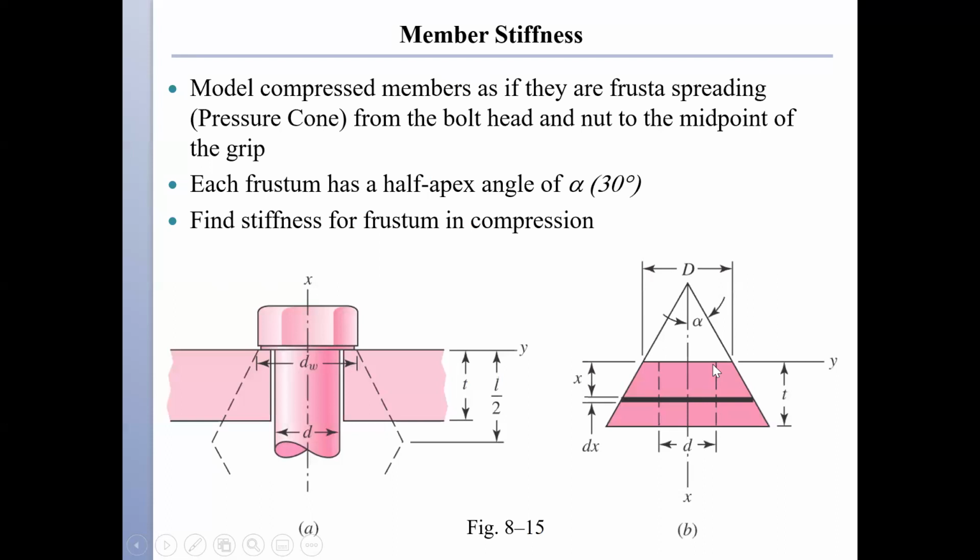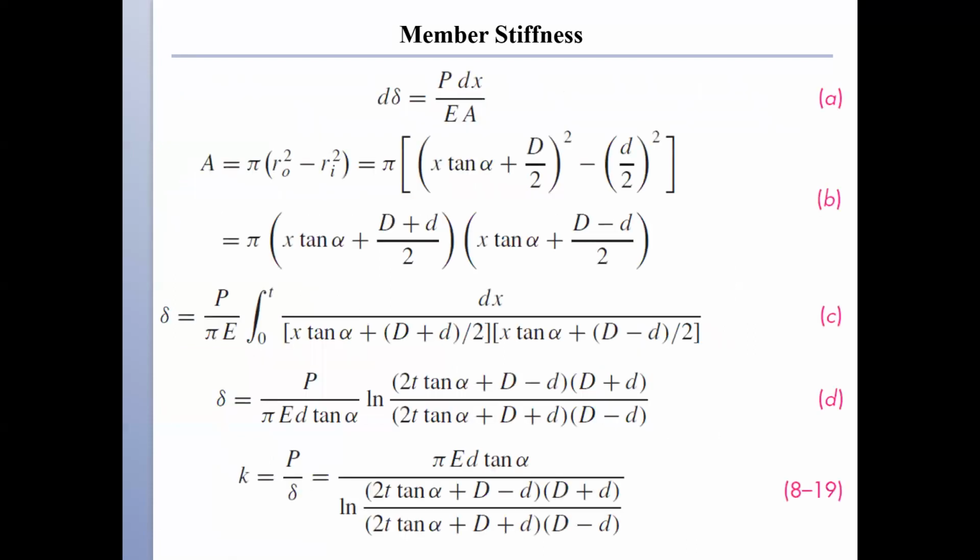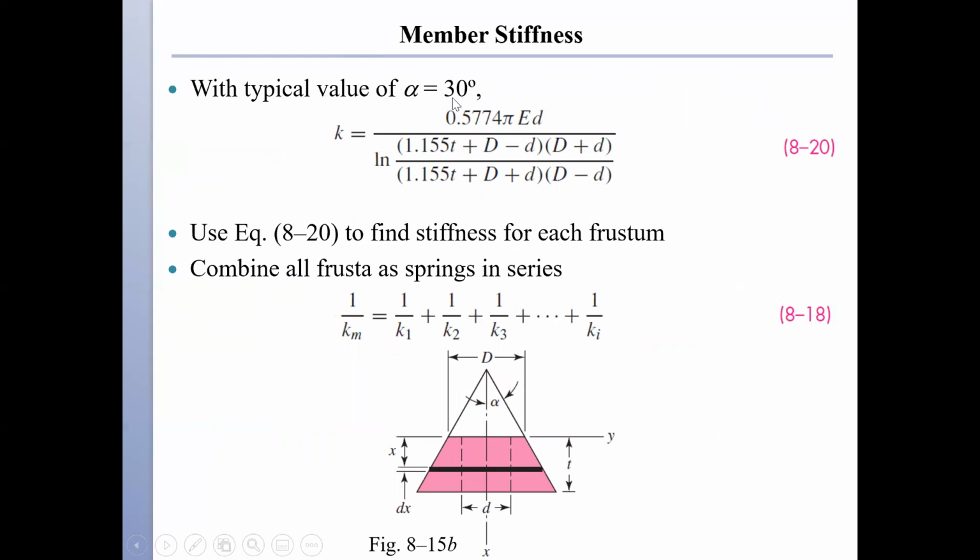This uppercase D would be equal to 1.5 times the lowercase d, right? Because it is going to be the diameter of the head or the diameter of the washer, if I'm using a washer. And the washer diameter is 1.5 times the diameter of the bolt. So I have this uppercase D and lowercase d, and I have alpha and I have the thickness. If I substitute alpha equal 30 degrees, the equation will be simplified to equation 8.20. But I'm going to have more than one member within the grip. So, again, like we have the bolt, they are like springs connected in series. So I can use 1 over Km for the members equal to 1 over K1 plus 1 over K2, 1 over K3, and so on.